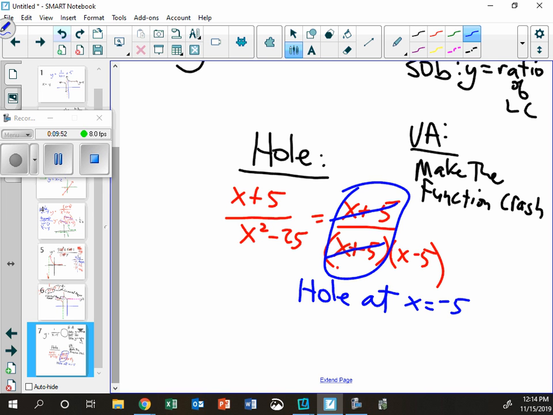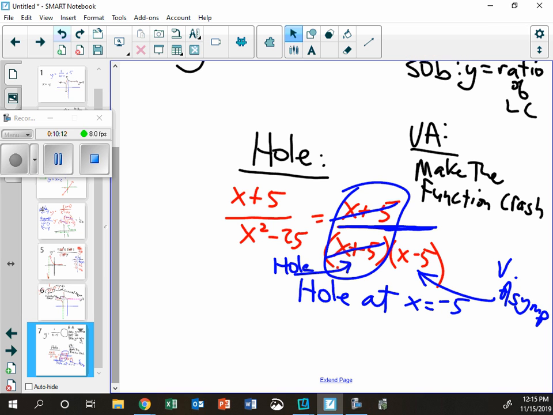Okay, so these things on the bottom that crash your function either make holes or asymptotes. This one made a hole. This one makes an asymptote. Is it one of those vertical asymptotes? It is. It's not a horizontal one. Horizontals you'd be doing with bigger on bottom, bigger on top, or same on both. For verticals, they make the function crash. They're things that make the bottom 0.